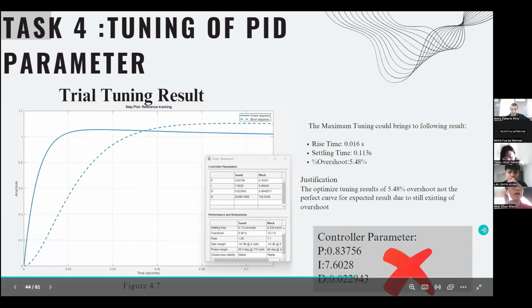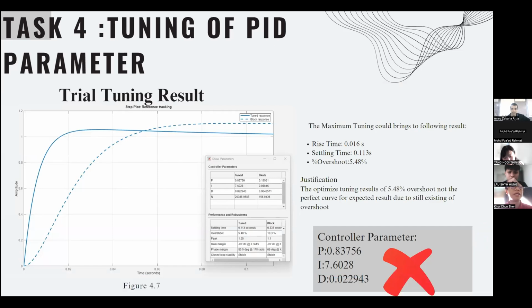Next is the first trial of using the tuning. We gain a result that is not actually optimized. It actually has a little bit of overshoot, about 5.48%, which is not the optimized result we expected. So we try another attempt by pulling it to the right maximum.